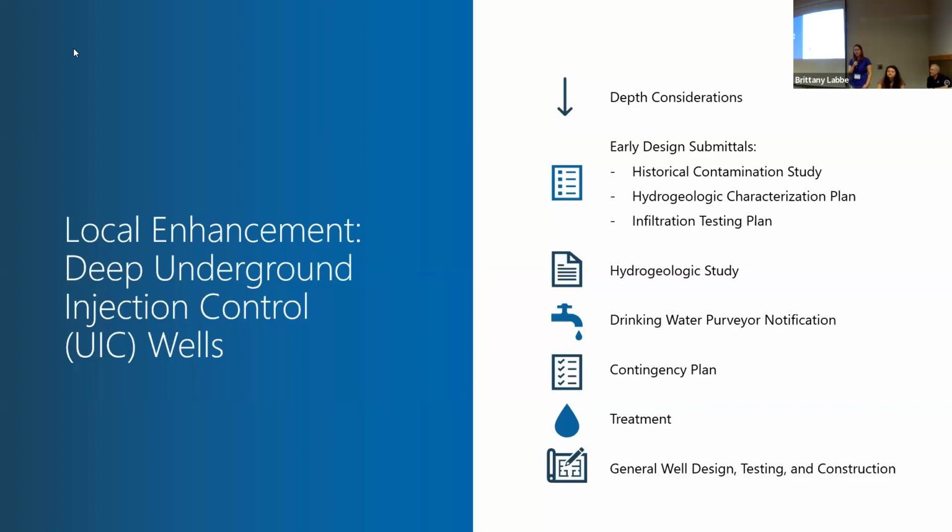So with deep UICs, you often see non-standard infiltration testing methods. And so the city wants the applicant to think through how they would go about testing the permeability and providing design rate information early in the process, again, so that the city has a chance to review the plan and provide comments in advance.